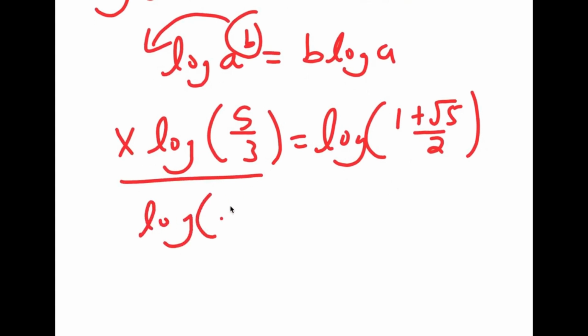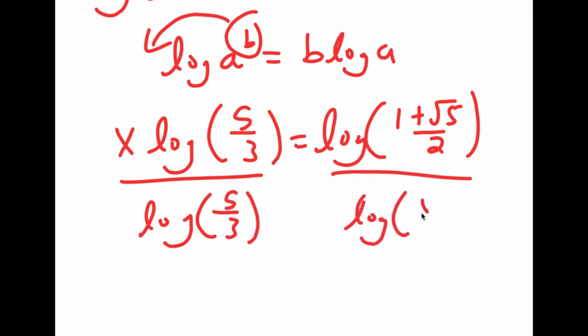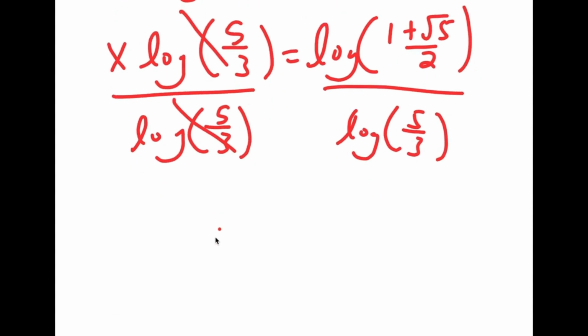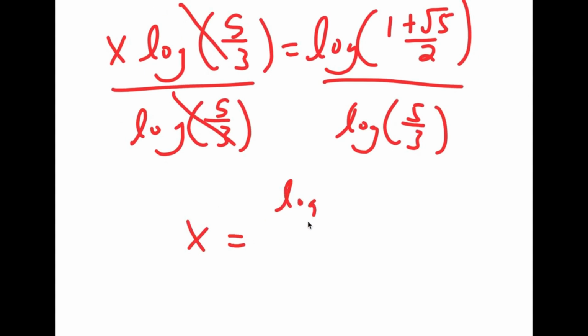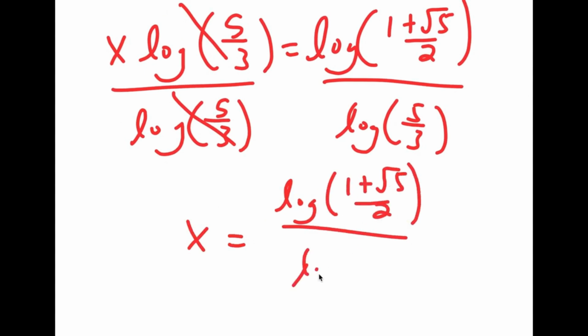Now if I divide both sides by log of 5 over 3, these two cancel out, and I get x is equal to log of 1 plus the square root of 5 over 2, over log of 5 over 3.